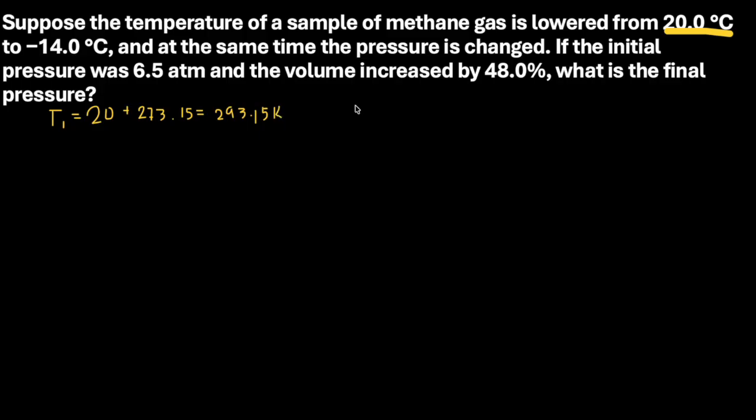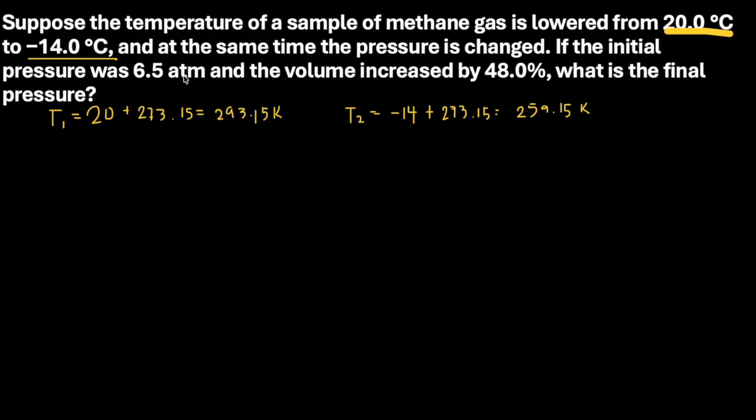And then the problem says it lowered from 20 degrees Celsius to negative 14 degrees Celsius. So we're also given here the T2. Again, we need to convert that to Kelvin. So negative 14, we add 273.15, you will get 259.15 Kelvin.